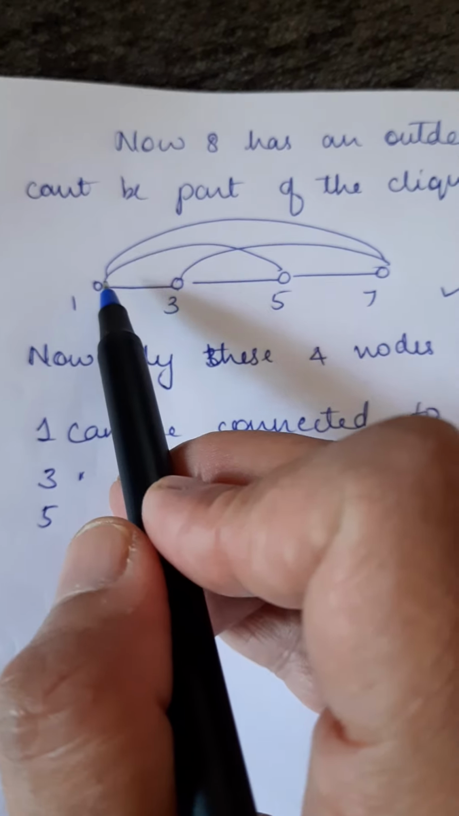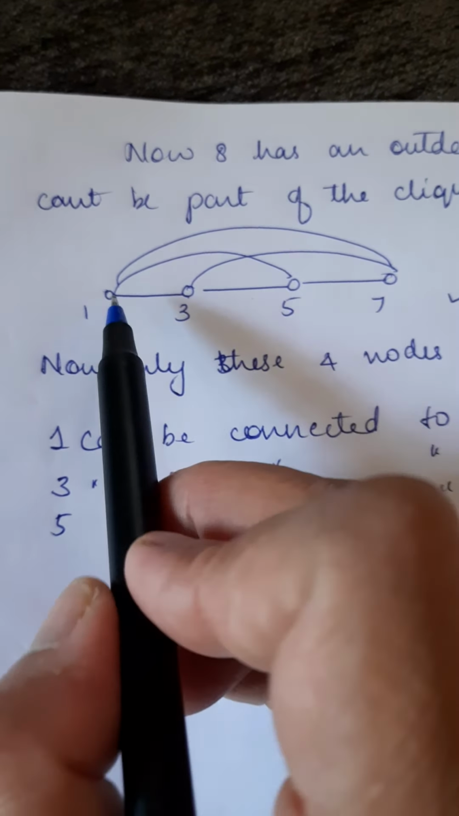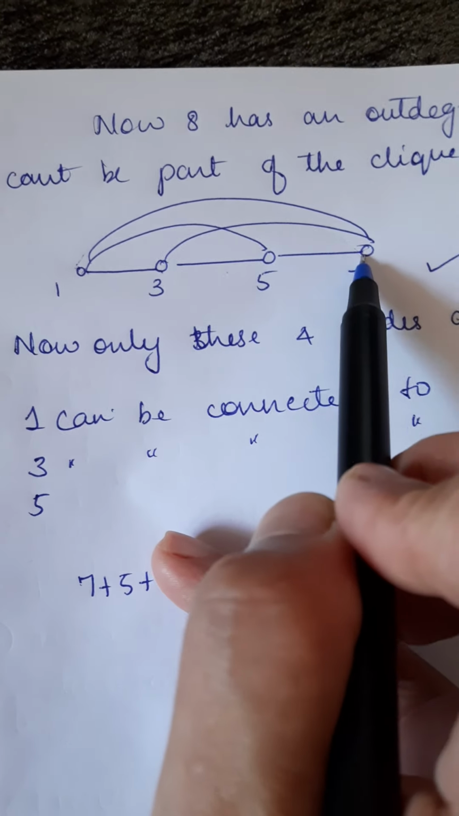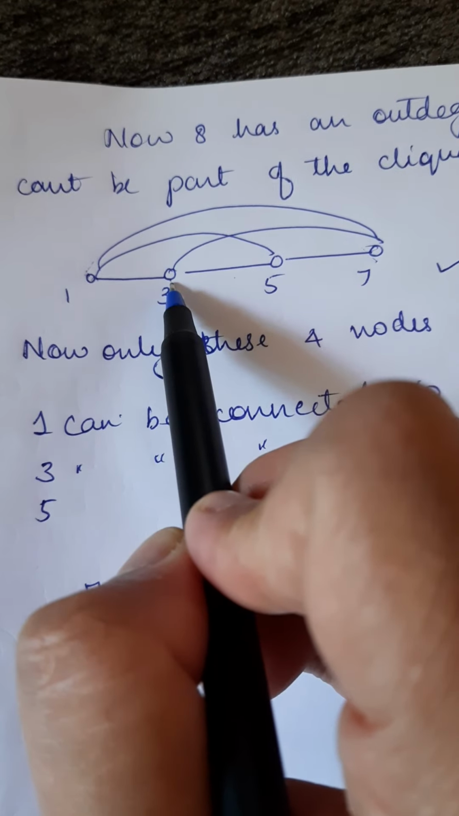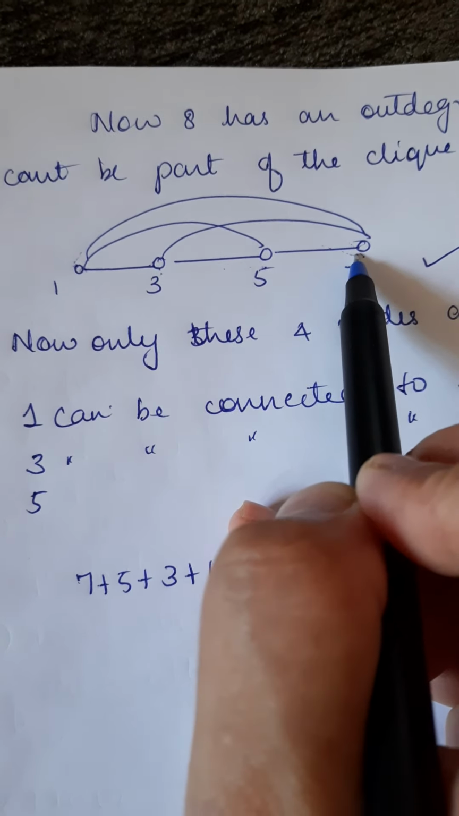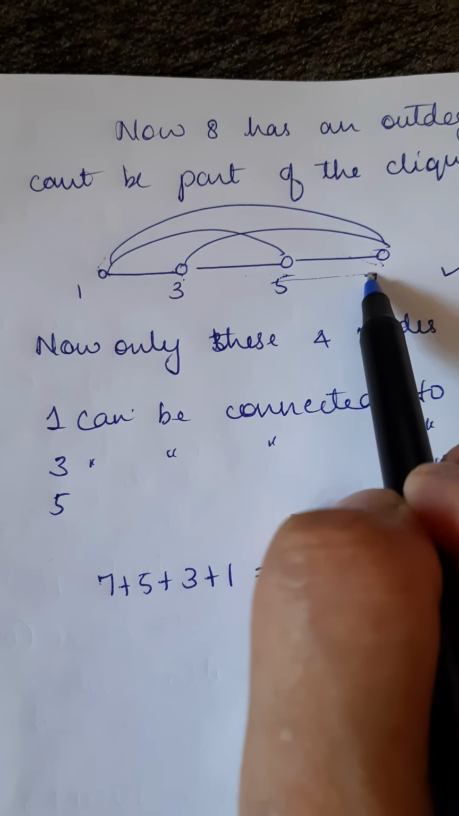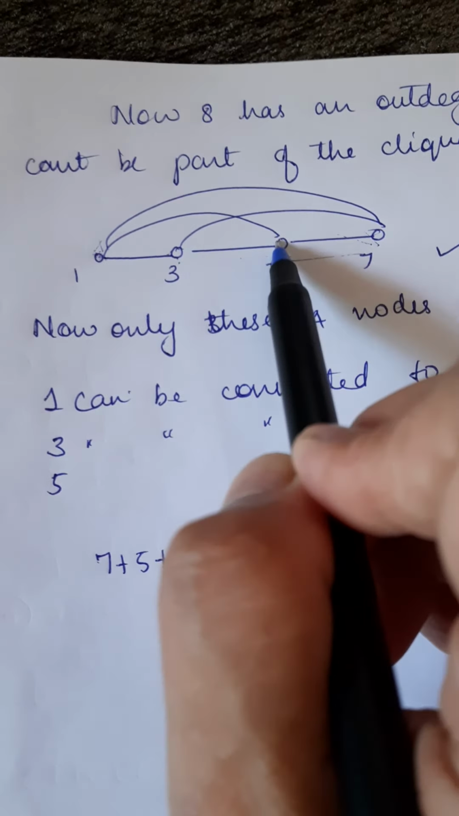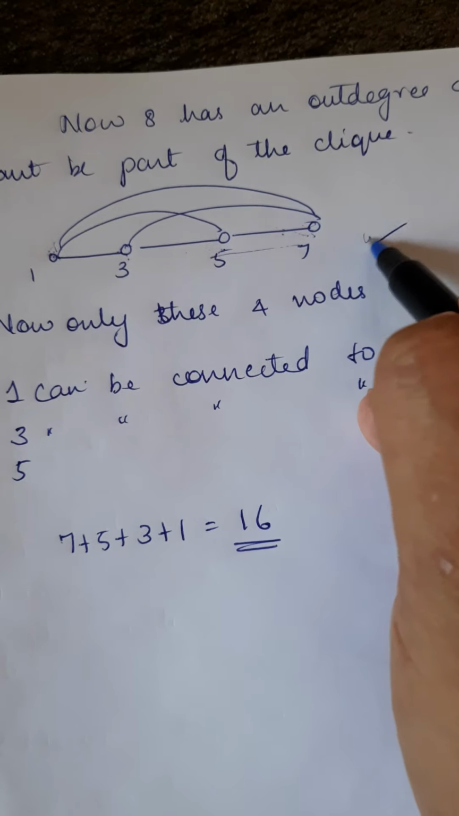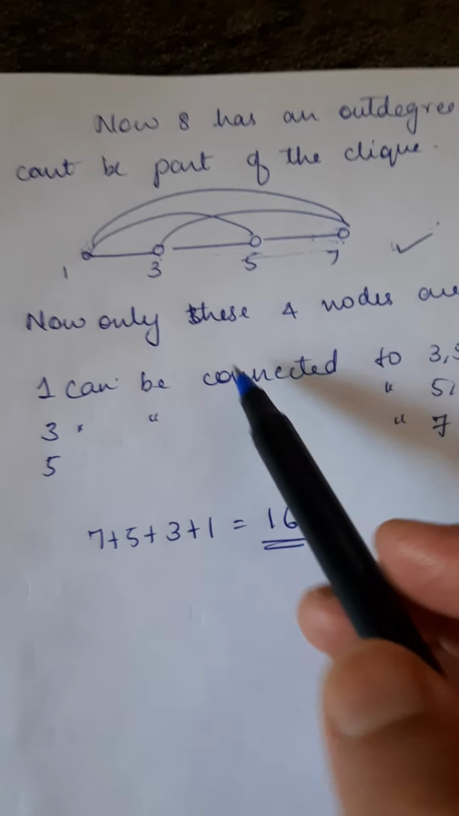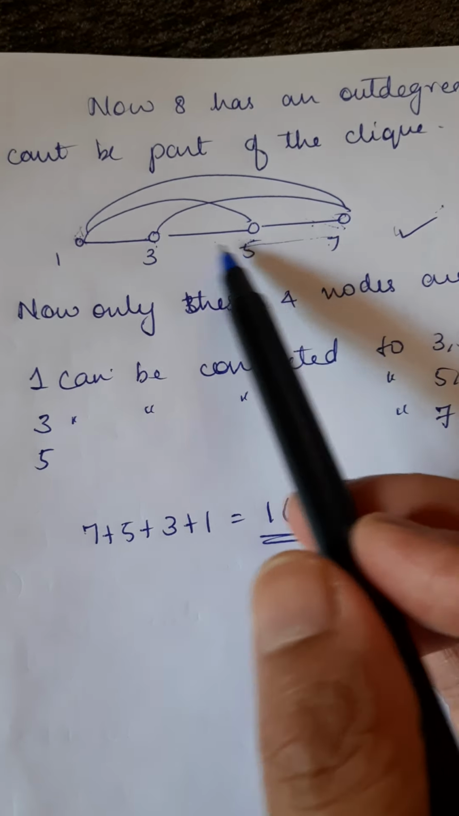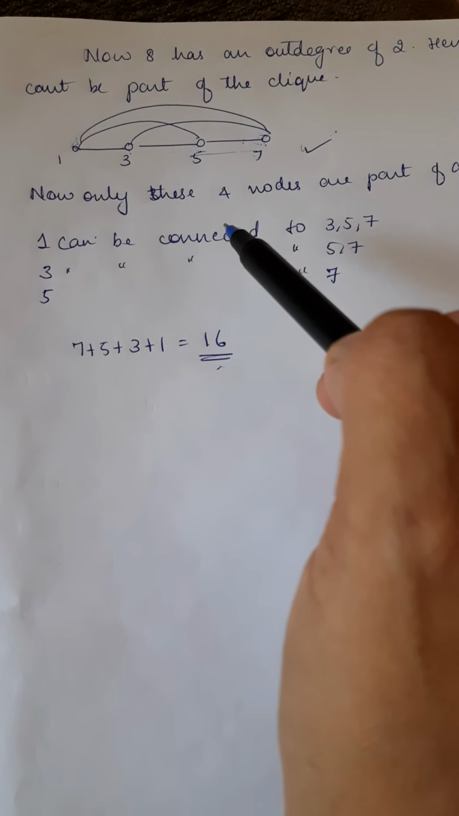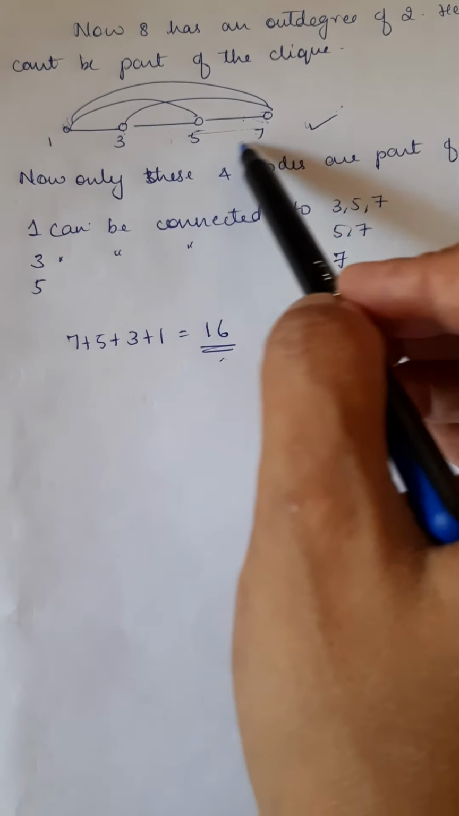Now you see if every node is reachable from every other node. From 1 I can connect to 3, I can connect to 5, I can connect to 7. From 3 I can connect to 5, I can connect to 7. From 5 I can connect to 7. That means in this particular graph, all nodes are reachable from the other nodes. Then this is a perfect 4-clique. Then we add up the total to get the count: 7 plus 5 plus 3 plus 1, we get 16. So this is the clique of size 4, this particular group.